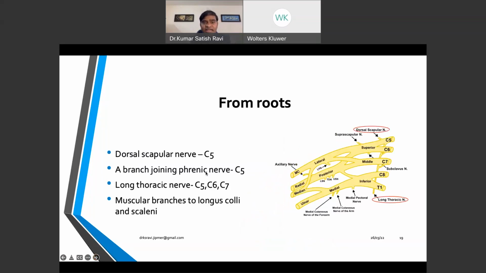The very first branch, which you can see over here in this slide, among the branches from the roots is the dorsal scapular nerve. There will be a contribution to the phrenic nerve. When you see the phrenic nerve, there will be a contribution from C3, C4, that is from the cervical plexus.